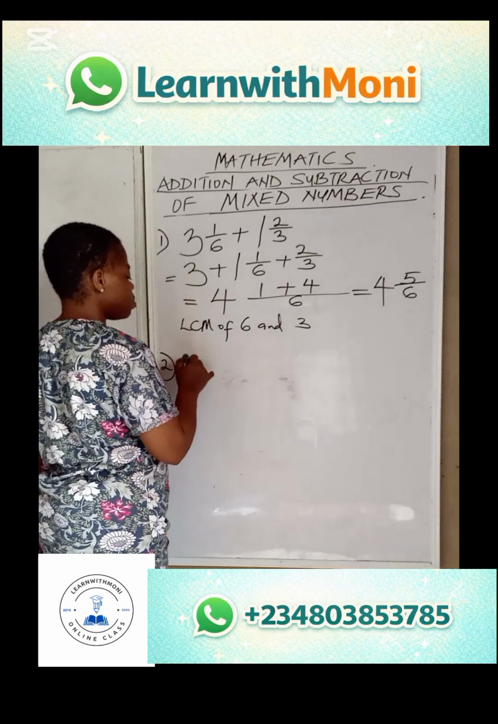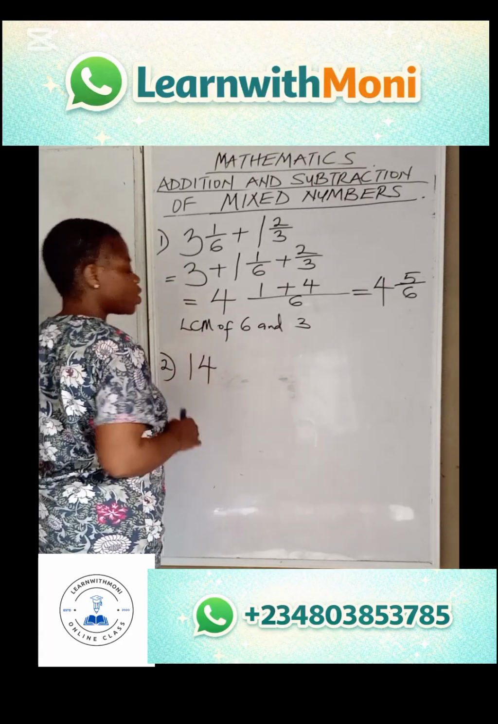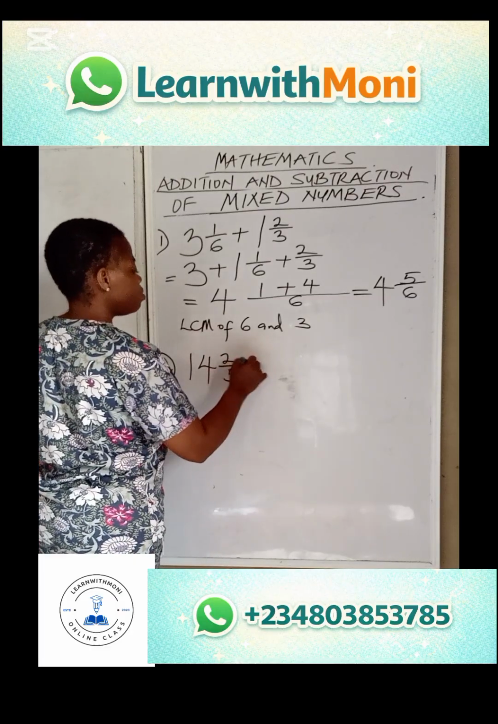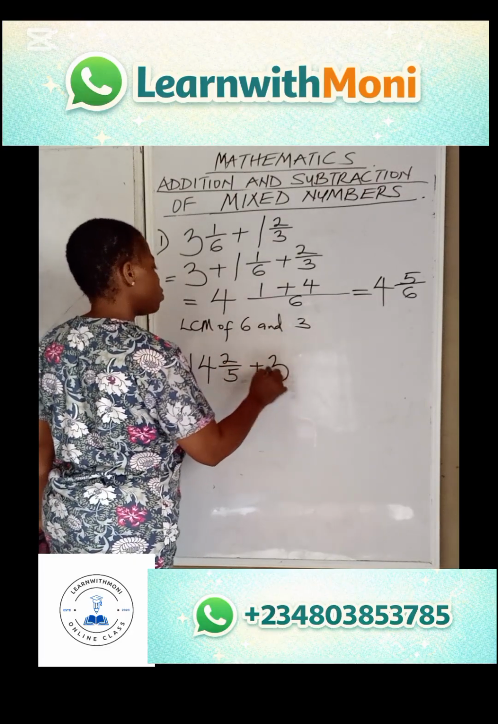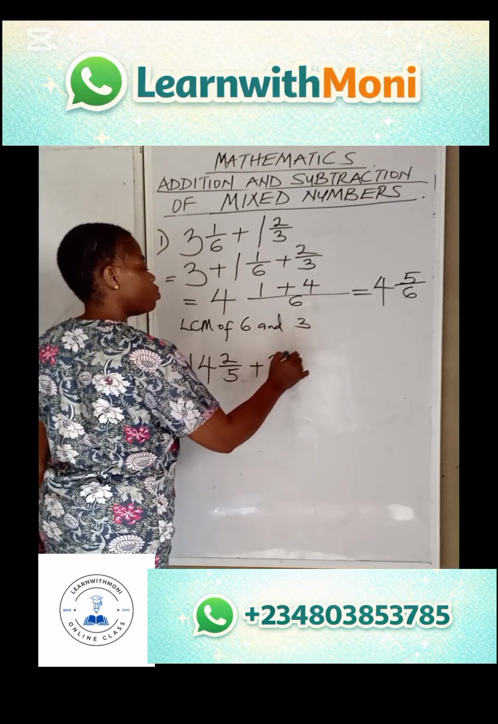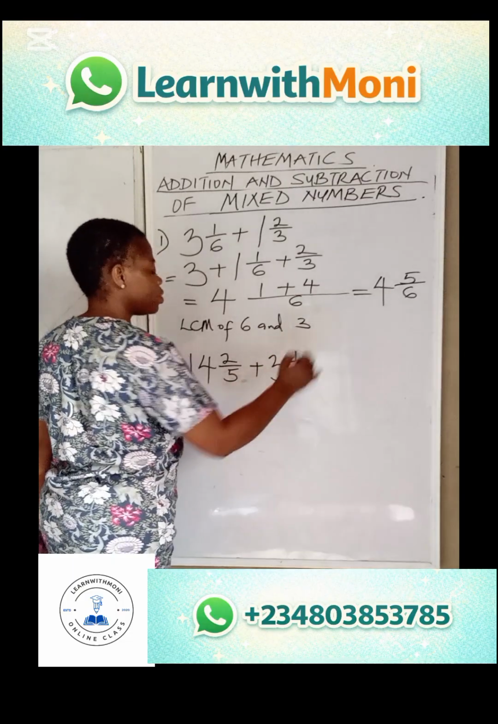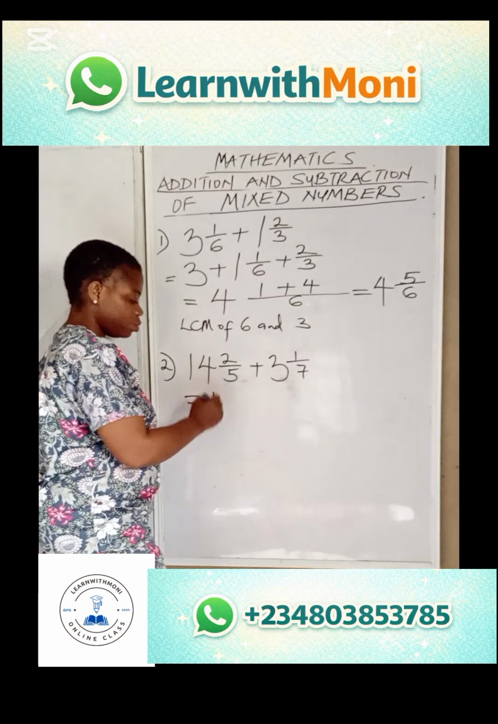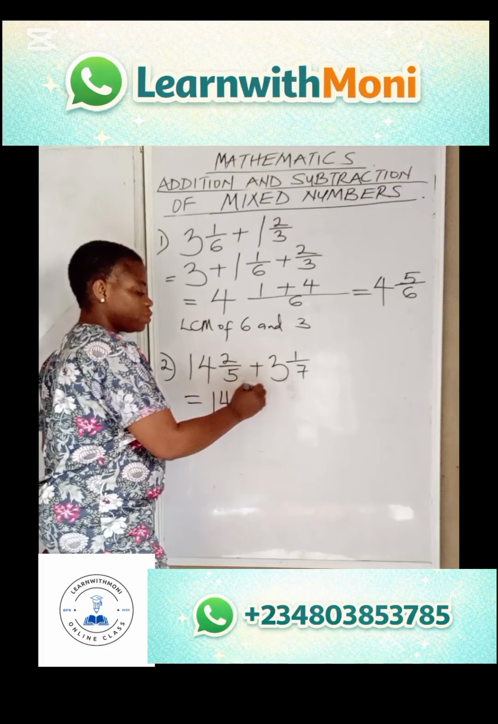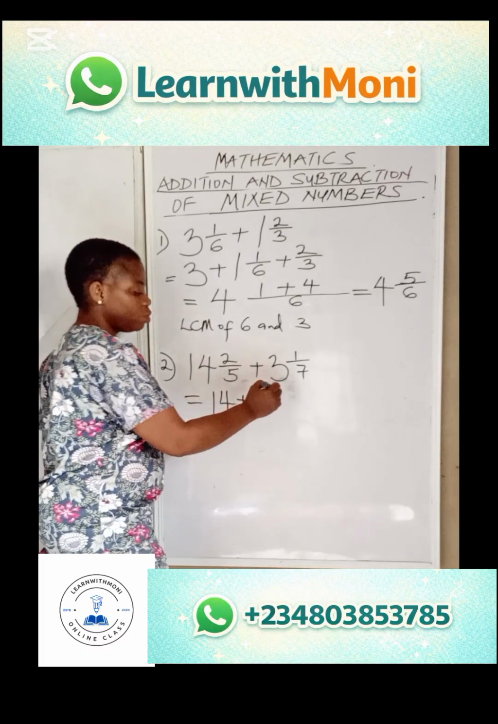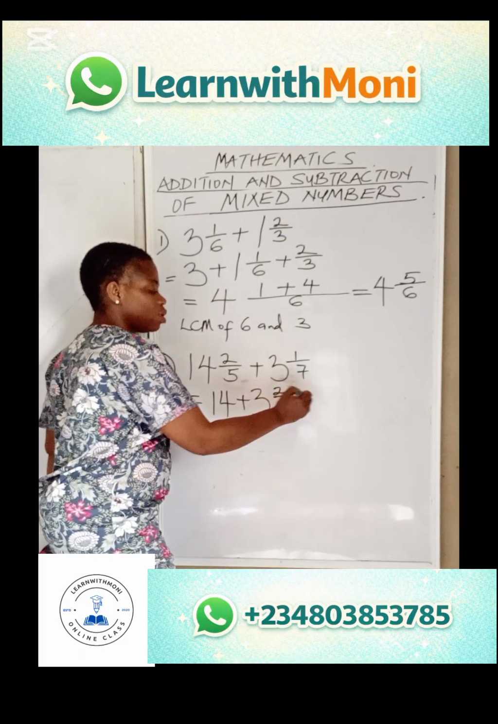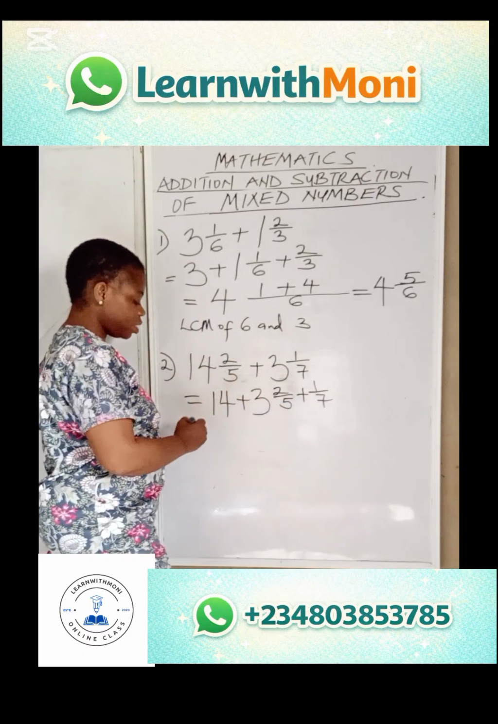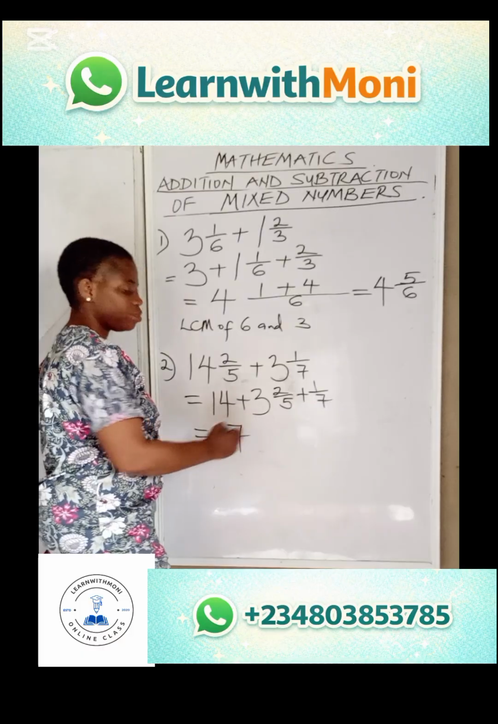Let's take another example. Let's look at an example where I have 14 wholes, 2 over 5 plus 3 wholes, 1 over 7. We want to add them. We are adding the wholes first. That is 14 plus 3. Then the fraction, I have 2 over 5 plus 1 over 7. 14 plus 3 is 17 wholes.